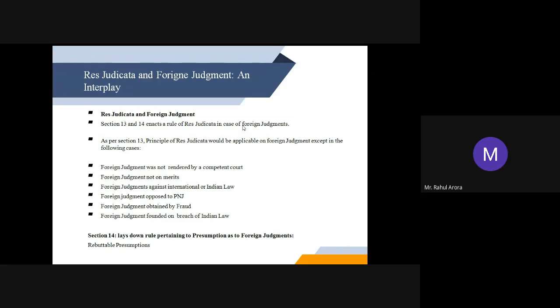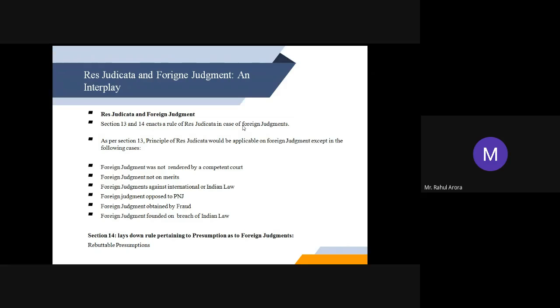Fourth, if the foreign judgment has been given by the foreign court and the same is opposed to the principle of natural justice. As you all are aware, the principle of natural justice includes the right to audi alteram partem, the right to an opportunity of being heard. So if these principles are not followed, then that judgment would not be binding in India.